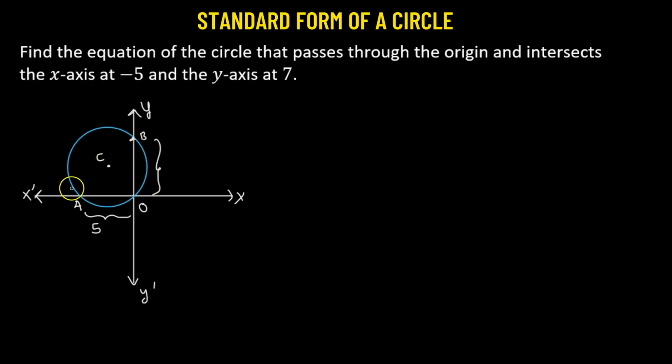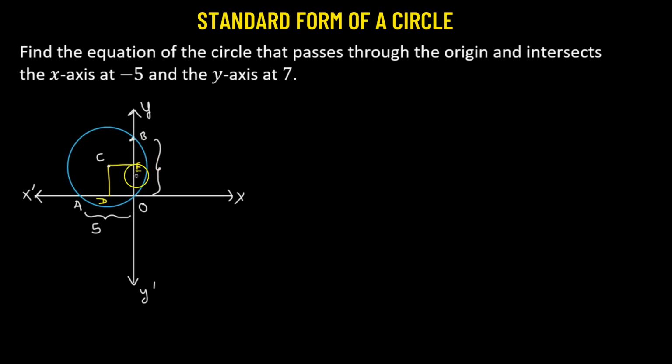Now, in order to determine the equation of this circle, we need two key pieces of information. One is finding out the coordinate of the center of the circle and the other being the radius of the circle. So let's first begin by finding out the coordinate of point C, or the center of the circle. To do this, we are going to drop a perpendicular from the center to the x-axis, and it's going to meet the x-axis, let's say at point D. Then we're going to drop another perpendicular from the center to the y-axis, and it's going to meet at point E.